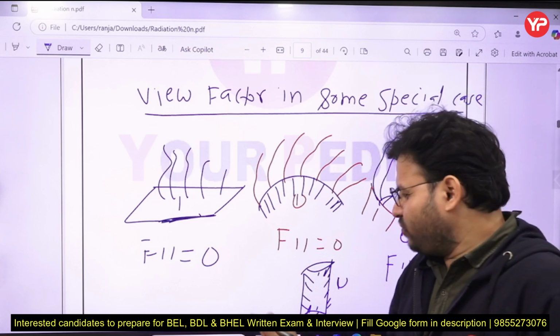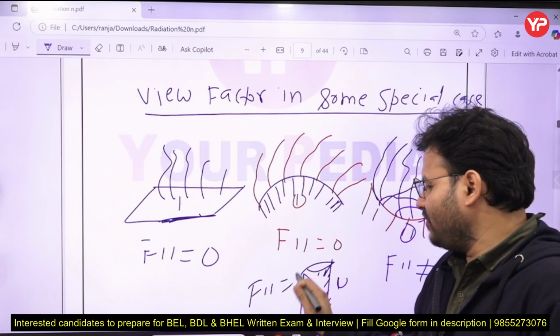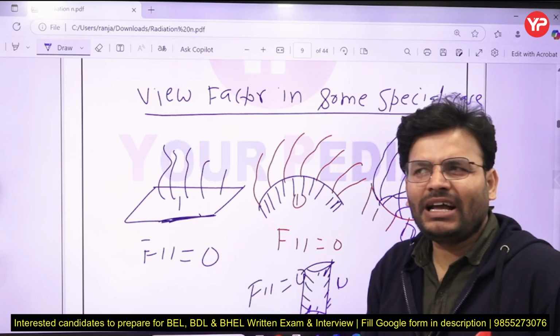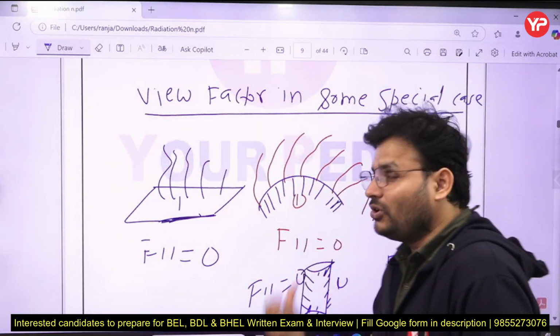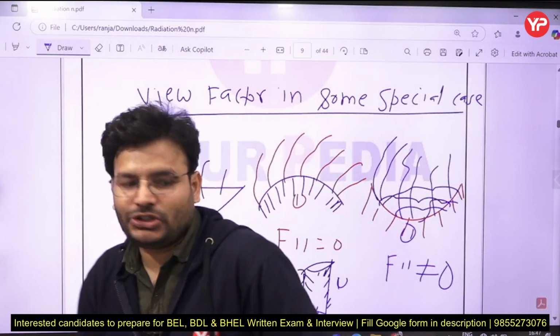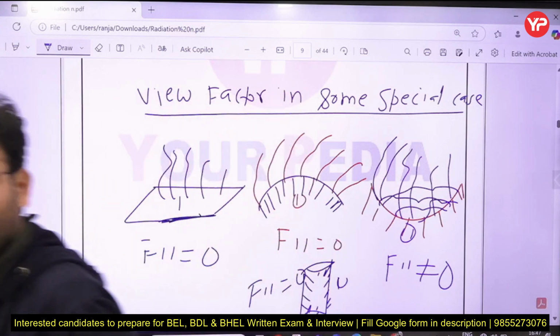So what will be f11 here? You can say, sir, here f11 is also 0. Why? In the cylinder, just assume energy is going to be out, nothing is coming onto it itself. So here it will be 0.